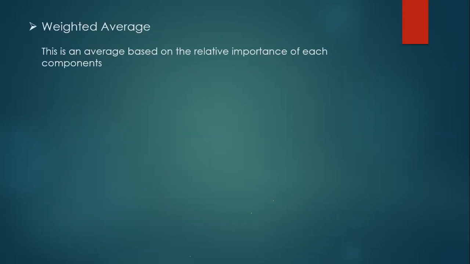Then we have the weighted average. This is an average based on the relative importance of each component. So this is basically how you get your statistics grade. It's based on a weighted average. The first mid-semester is 25%. The second mid-semester is 25%. Then your finals is 50%. So your grade is based on a weighted average.